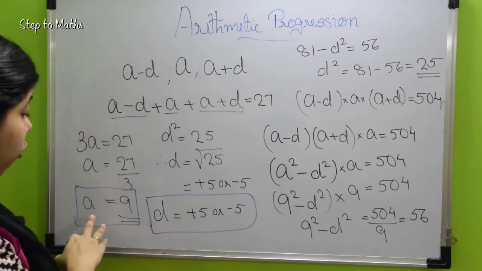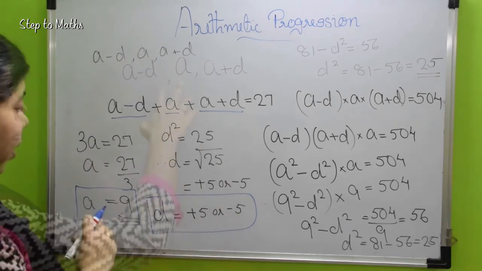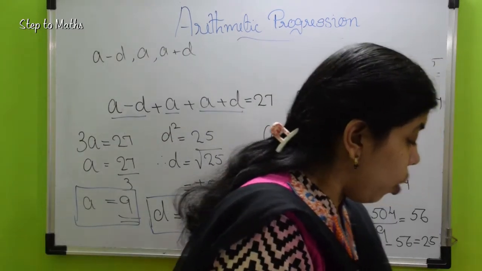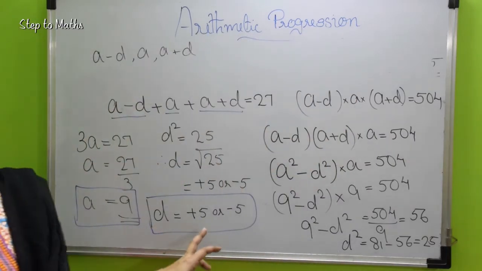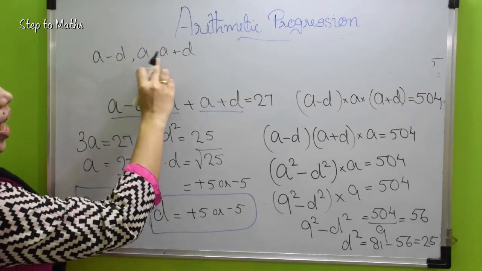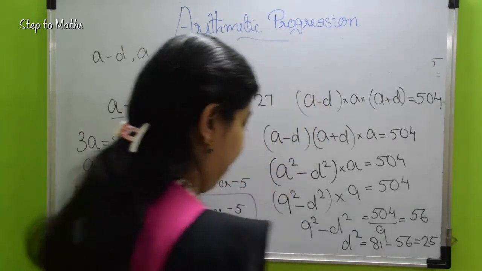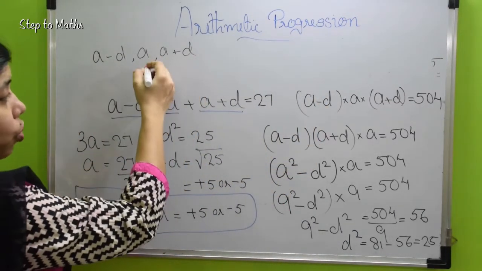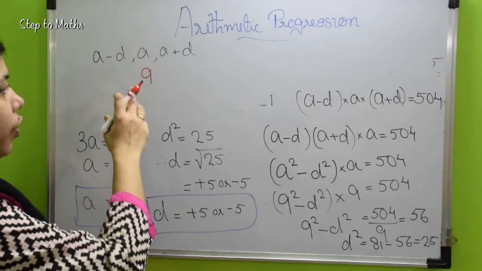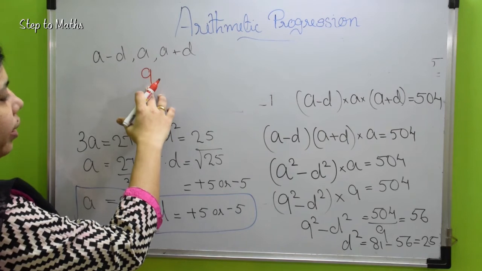Now we get the value of A is equal to 9 and D is equal to plus 5 or minus 5. A is 9 and D has two values, plus 5 or negative 5. The terms are A minus D, A and A plus D. We have to find these consecutive terms. So the value of A is 9. We have to find these three terms.